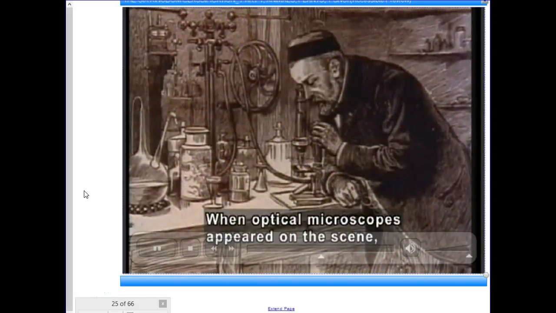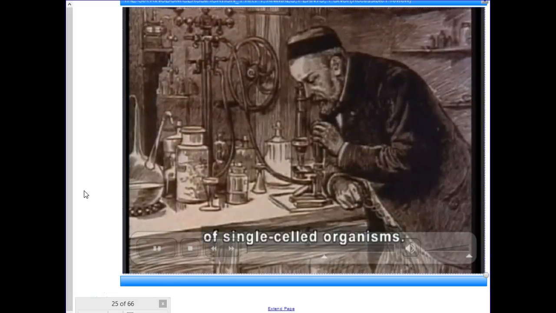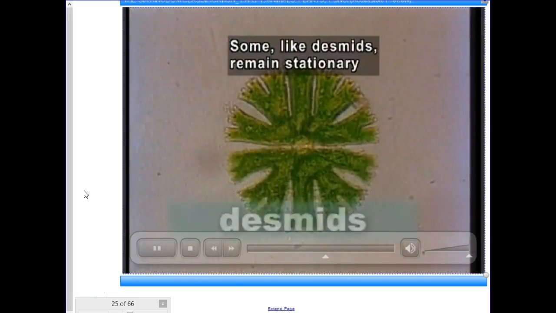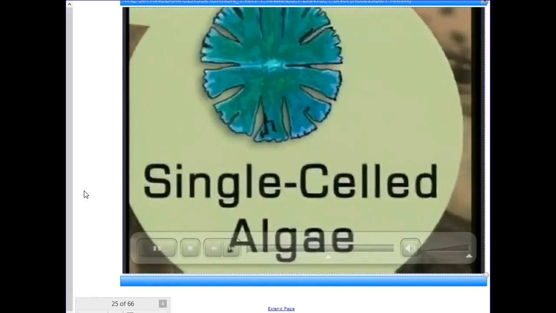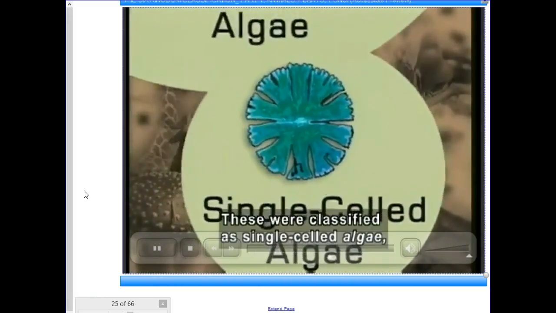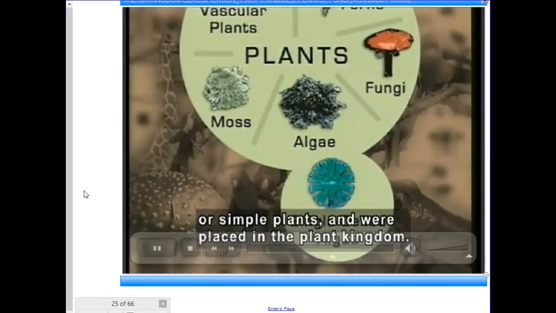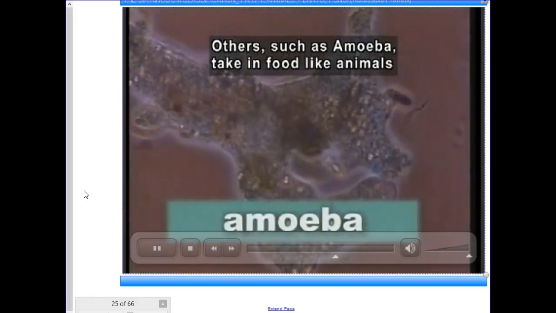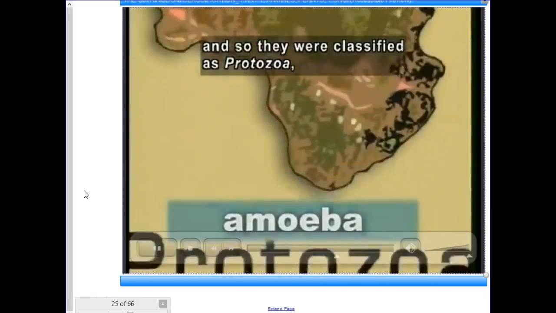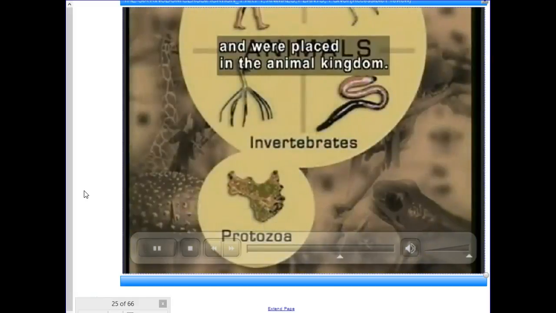When optical microscopes appeared on the scene, biologists discovered a wide variety of single-celled organisms. Some, like desmids, remain stationary and photosynthesize like plants. These were classified as single-celled algae or simple plants and were placed in the plant kingdom. Their circle adheres to the plant circle. Others, such as amoeba, take in food like animals, and so they were classified as protozoa, from the Greek word for first animals, and were placed in the animal kingdom. The protozoa circle extends from the animal circle.